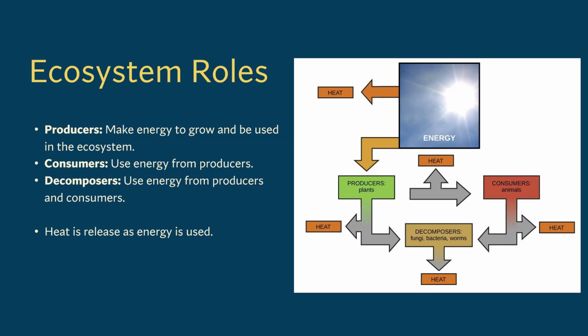As energy moves through producers, consumers, and decomposers, some of that energy gets transferred and some gets released as heat. With each step, only about 10% of that energy gets transferred. So when you start with the producers, you begin with that 100%, but then if a consumer comes and eats it, only 10% of that energy gets passed on, and so forth.